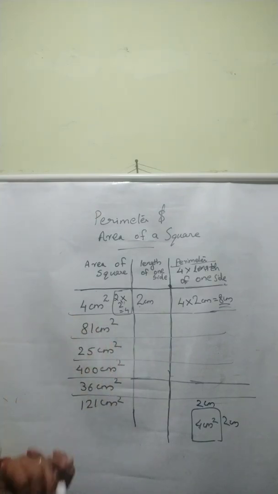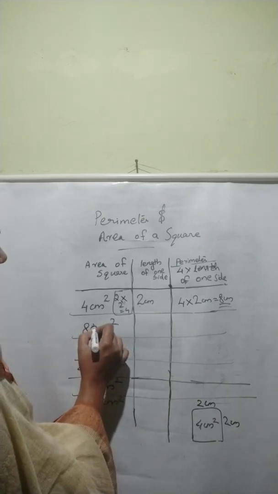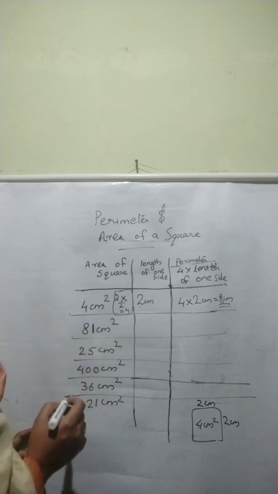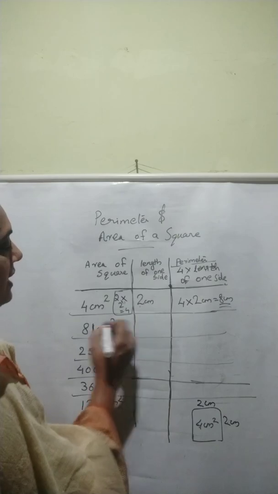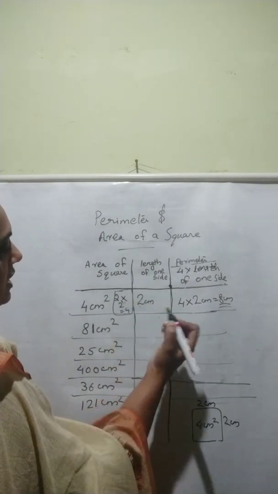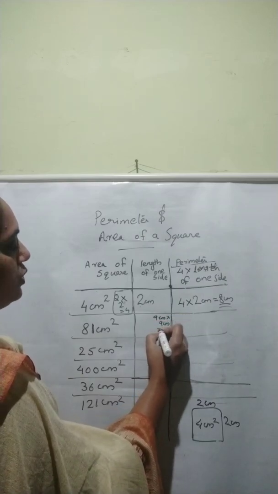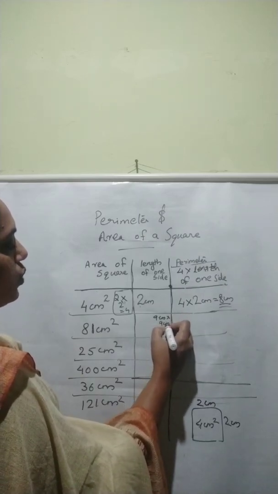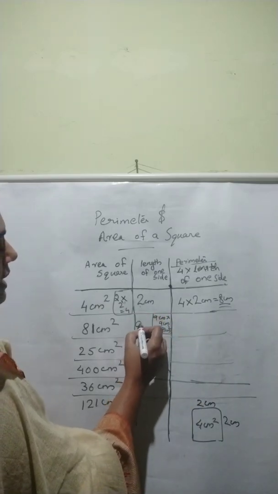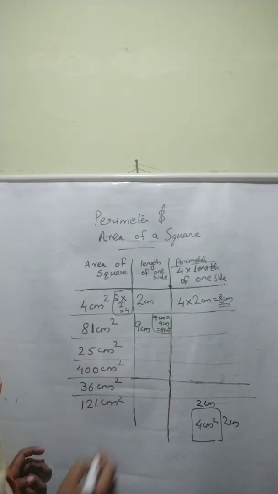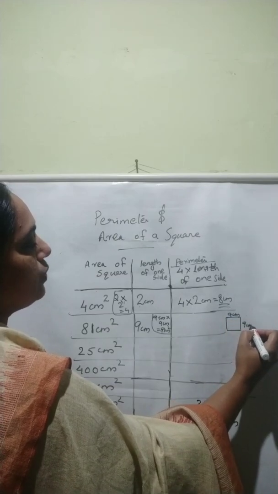Next, 81. When we multiply a number 2 times, we have to get 81. So 81 means we know 9 into 9 is equal to 81. We can write it here or here, anywhere, no problem. 9 centimeter into 9 centimeter is equal to 81 centimeter square. So we know the length of one side will be 9 centimeter. Here 9, here also 9.